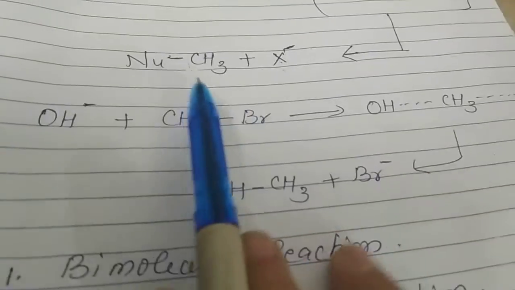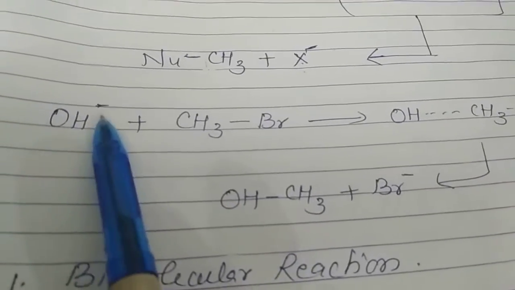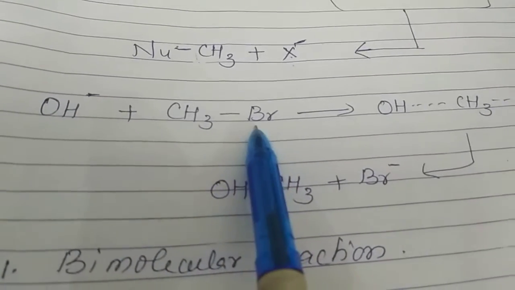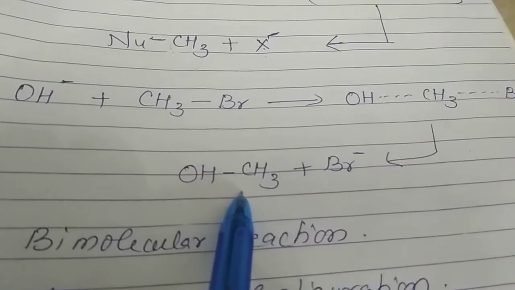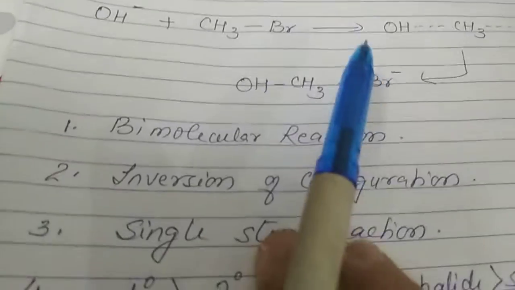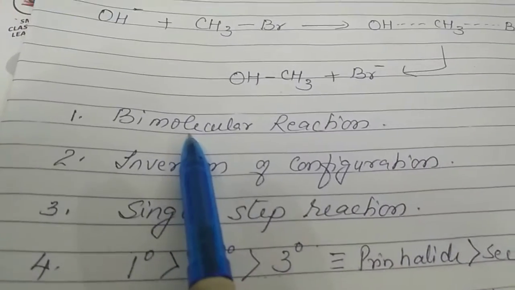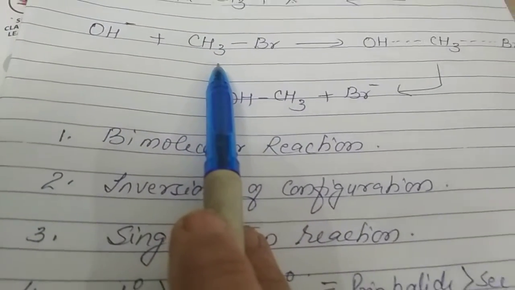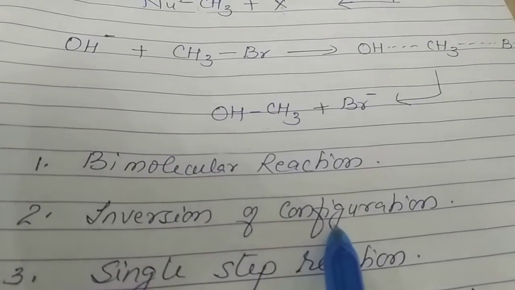Now the same reaction you can see with the help of another example. When the hydroxyl group is taken as the nucleophile and alkyl bromide is taken as the example, you will see the intermediate and the final product that is formed. The conclusion we can draw from this reaction is that, as I have already told, the reaction depends upon both the reactants. Both reactants play an important role in carrying out the reaction, so it is known as a bimolecular reaction. In this, inversion of configuration takes place.